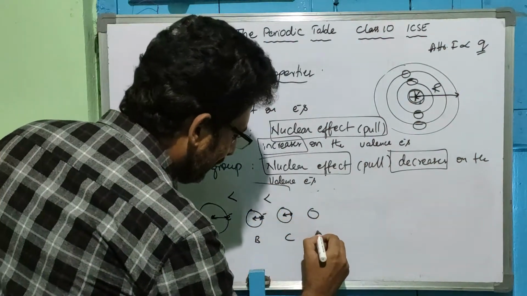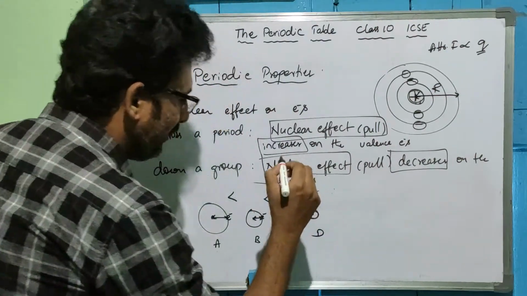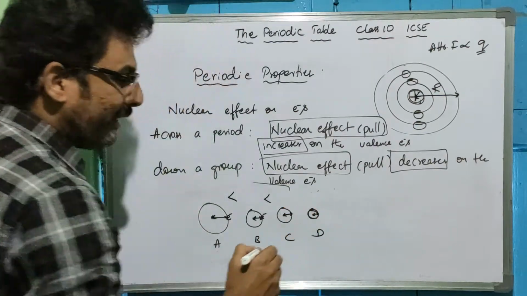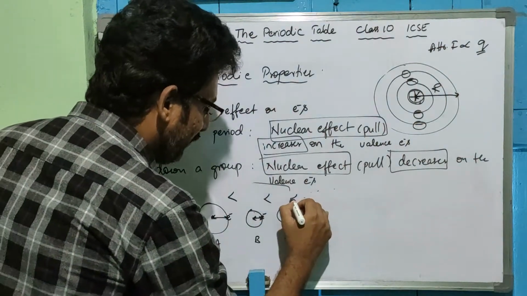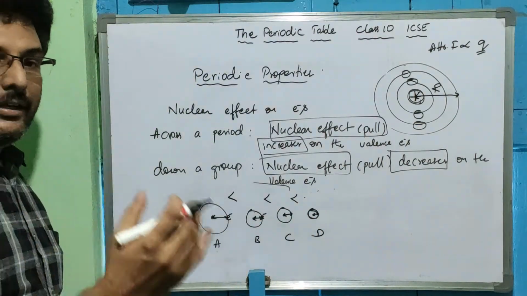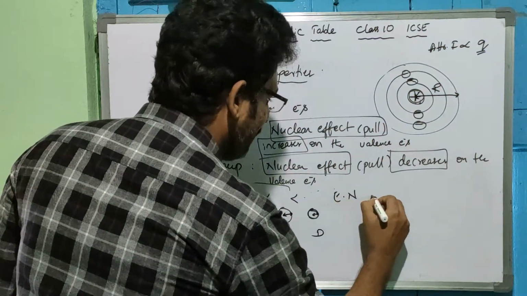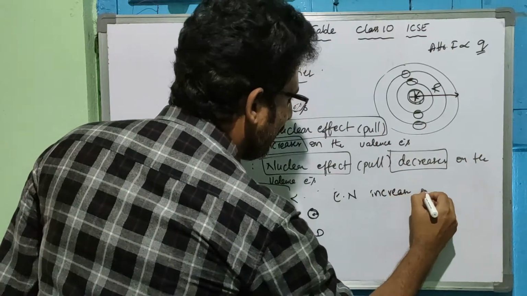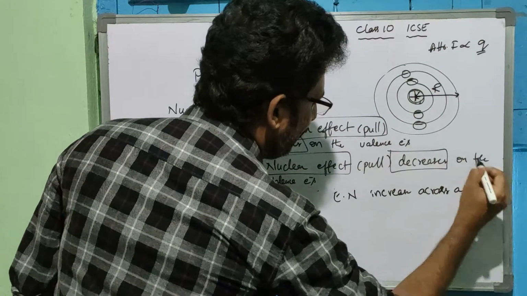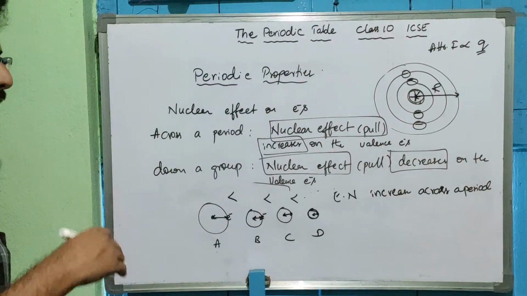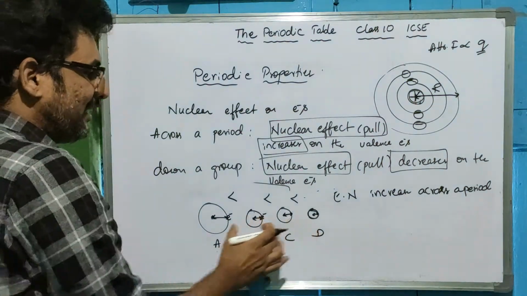And if you come to this one, let us say it is element D, and even if you take this element, its atomic size is very, very less. So when you compare the electronegativities between C and D, definitely D will have higher electronegativity. That means electronegativity increases across a period in the periodic table because the atomic size decreases.